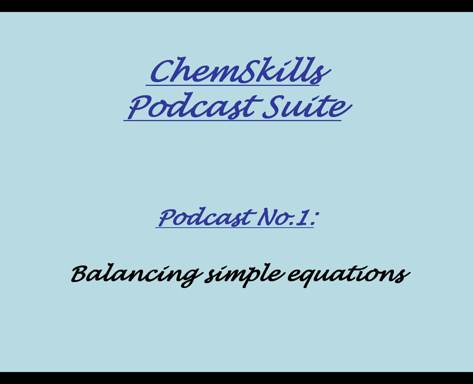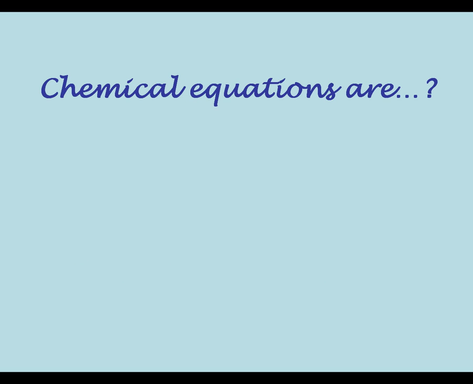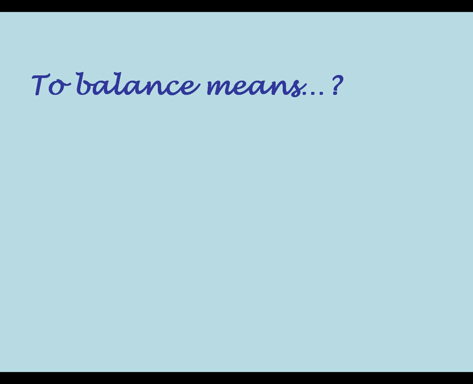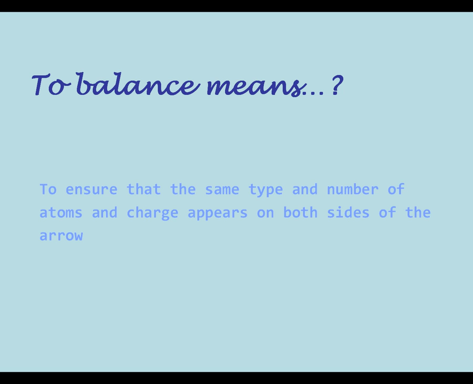Today, the topic of this podcast is balancing simple equations. Chemical equations are a symbolic representation of a chemical reaction. To balance a chemical equation means to ensure that there are the same type and number of atoms and charge appearing on both sides of the arrow.